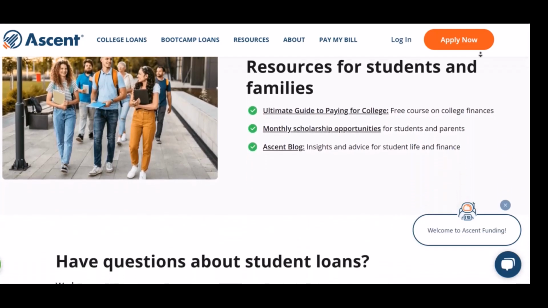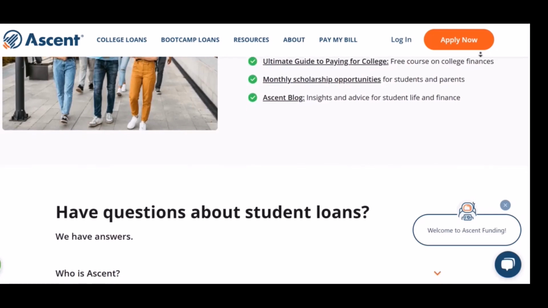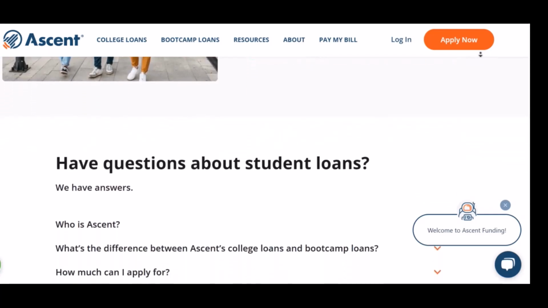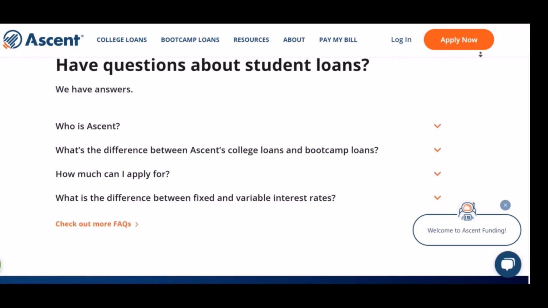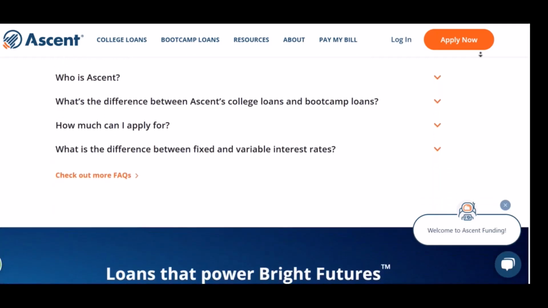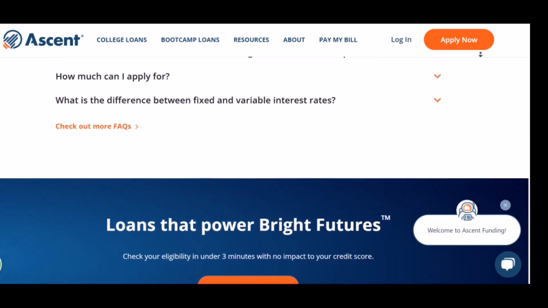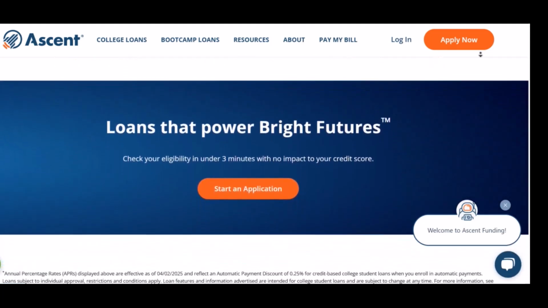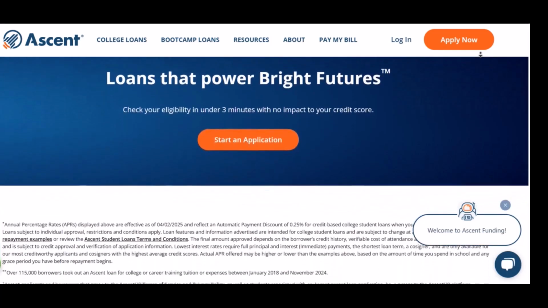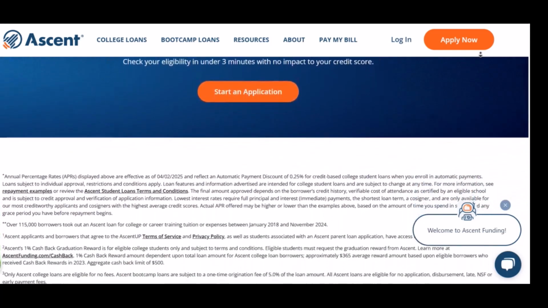What happens after payment initiation? Once Ascent initiates payment, tuition funds will be transferred directly to your school's account. You should confirm with your school that the funds have been received and applied to your tuition balance. Living expense funds will be electronically transferred to the bank account you provided during the application process.